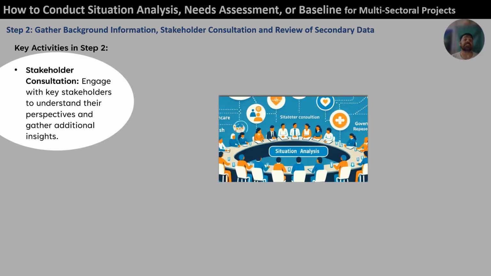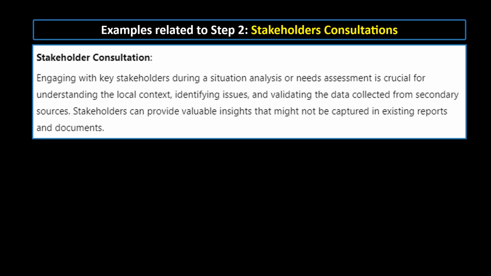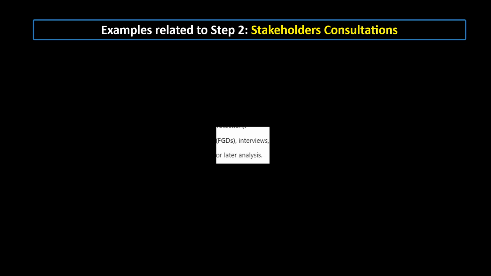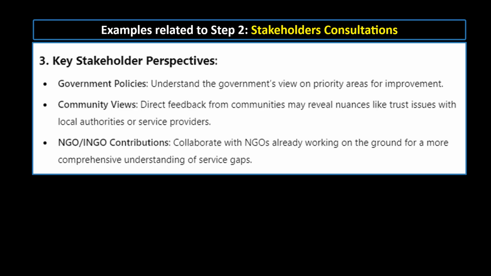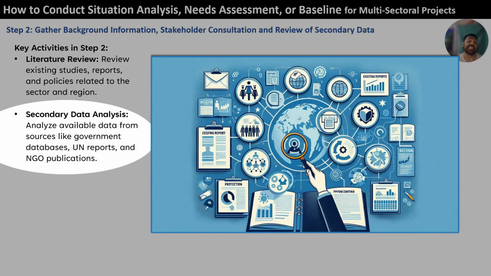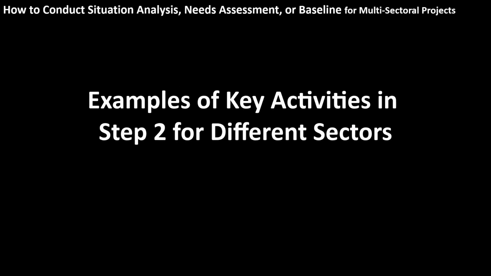Next activity in this step number two is stakeholder consultation, to engage with key stakeholders relevant to your project sector to understand their perspectives and gather additional insights. These are the key activities in step two: literature review, secondary data analysis, and stakeholder consultation. Let's discuss some examples related to these different activities in step number two.